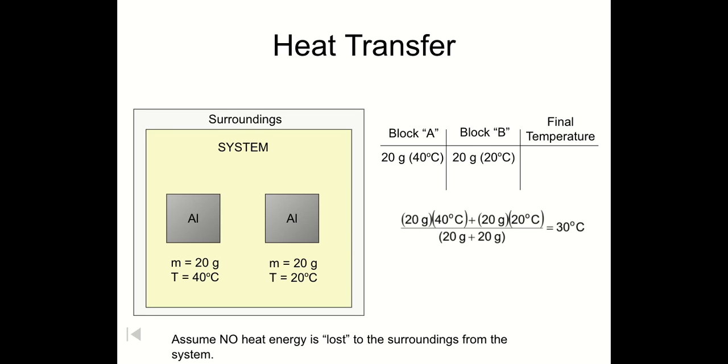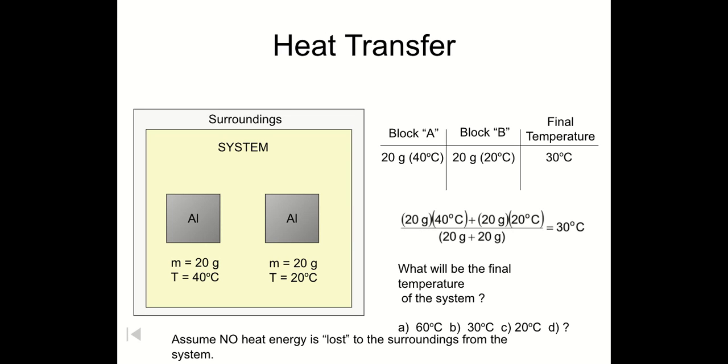Essentially, they're going to reach the same final temperature. And in order to figure out what that would be, we essentially just take an average of the temperatures, since we have the same amount of each material, and we can assume that no heat energy is lost to the surroundings. We would say that the final temperature would be 30 degrees, and we would be right.